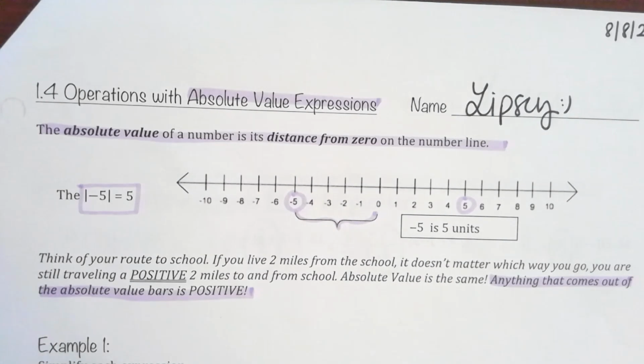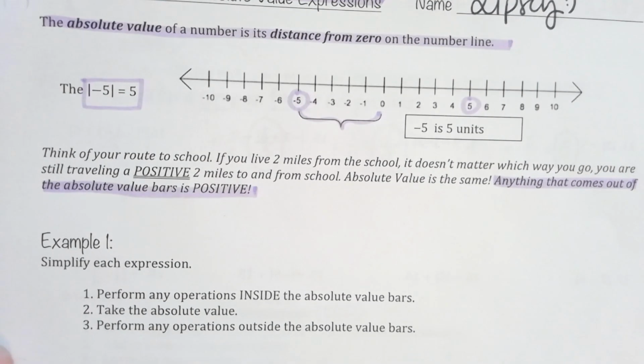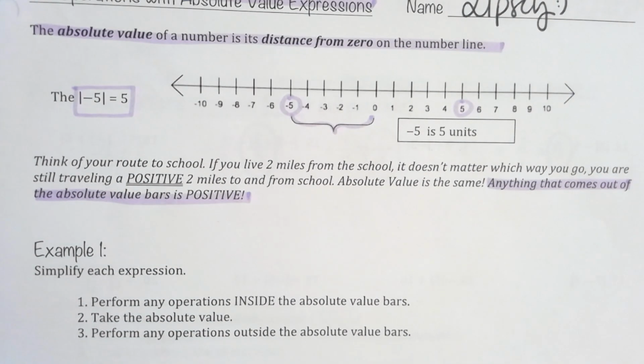So if I'm looking at example number 1, it says perform any operation inside the absolute value bars. So you have to simplify what's inside first. Then take the absolute value and then perform any operations outside of it. So you start inside, you work your way out. Okay? That's the regular order of operations. PEMDAS, if you remember that. Absolute value bars are a grouping symbol. So you have to simplify the inside, do the absolute value, then do whatever is left.